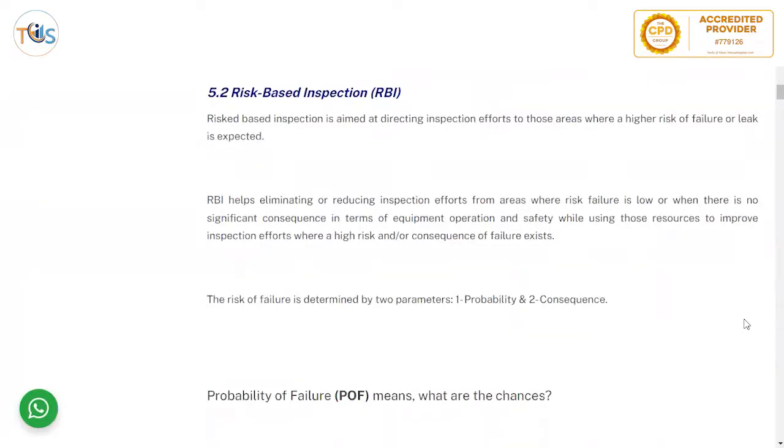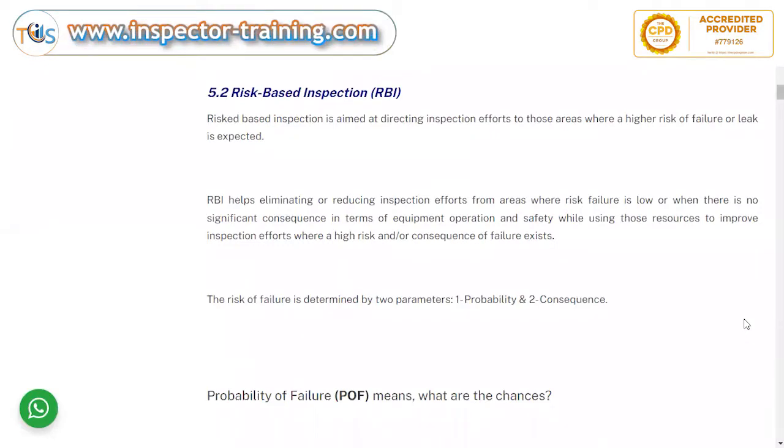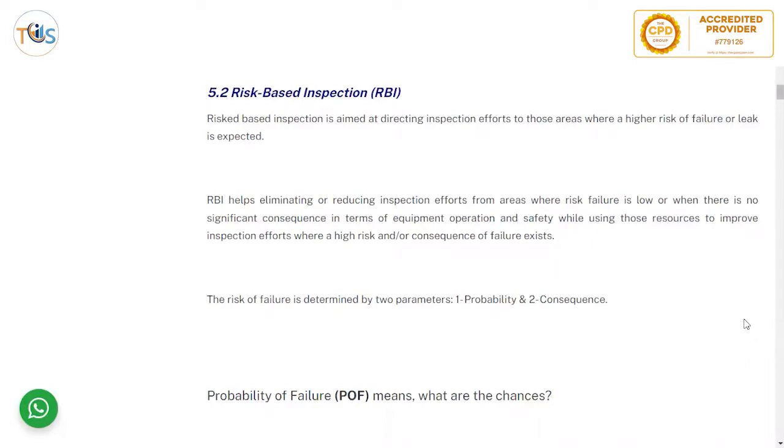Risk-based inspection, RBI. Risk-based inspection is aimed at directing inspection efforts to those areas where a high risk of failure or leak is expected. RBI helps eliminate or reduce inspection efforts from areas where the risk of failure is low or where there is no significant consequence in terms of equipment operation and safety, while using those resources to improve inspection efforts where a high risk and/or consequence of failure exists.